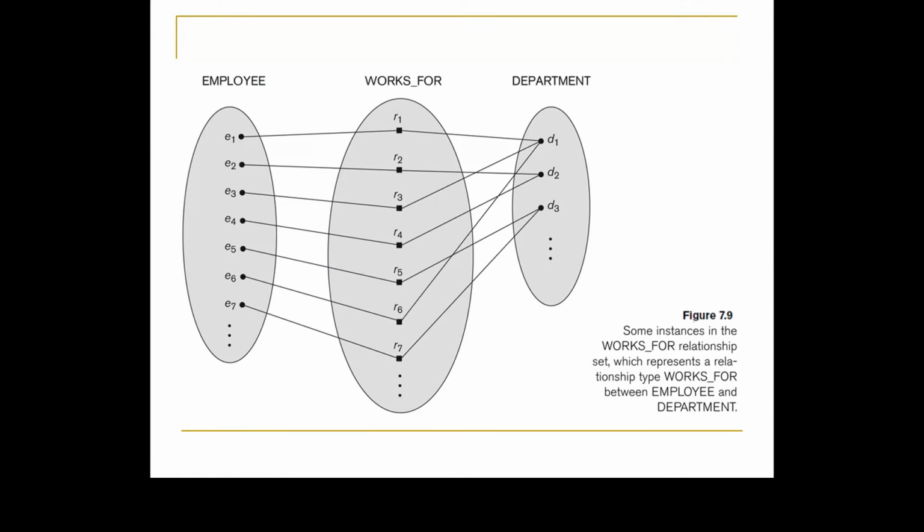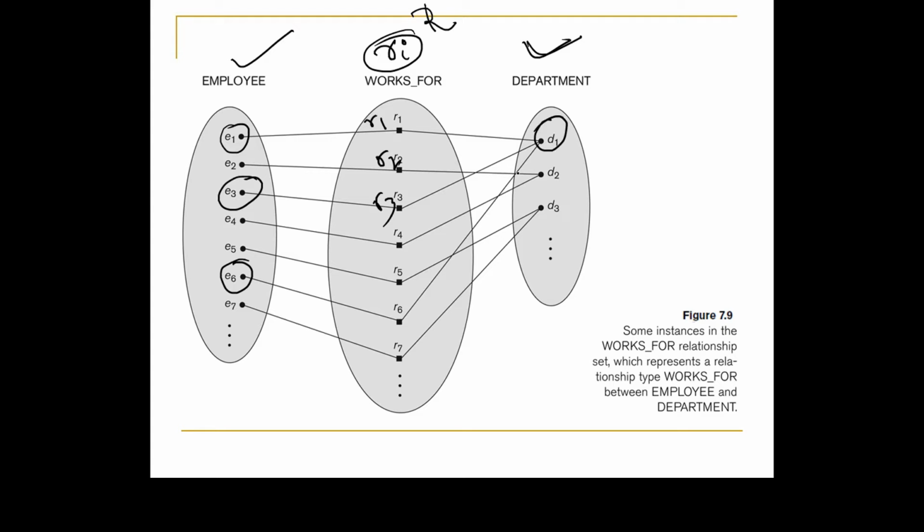So here you can see this Ri, which is nothing but the works for relationship, R small i. This is a part of the capital R. So Ri is nothing but R1, R2, R3. Here you can see that Ri is shown connected to the employee and department. Ri is helping to connect the employee entity type and the department entity type, and so employees E1, E3 and E6 are connected to department D1.